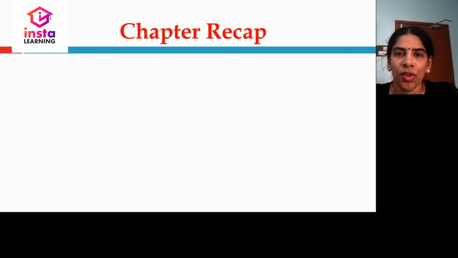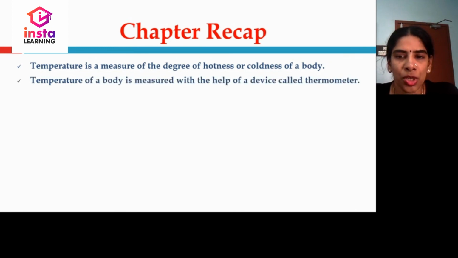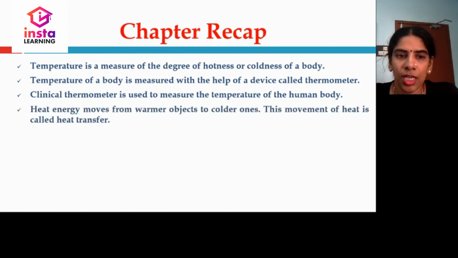Let us have a chapter recap. Temperature is a measure of the degree of hotness or coolness of a body. Temperature is measured with the help of a device called a thermometer. A clinical thermometer is used to measure the temperature of the human body. Heat energy moves from warmer objects to colder ones. This movement of heat is known as heat transfer.